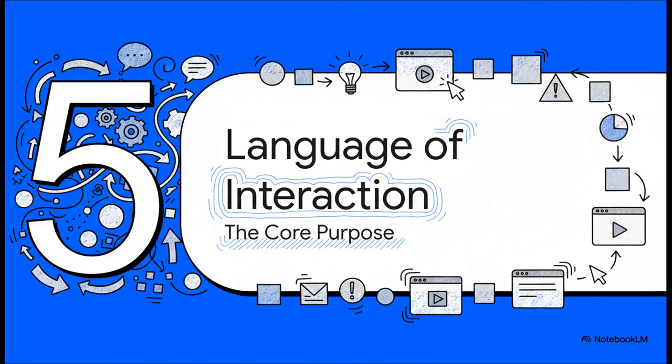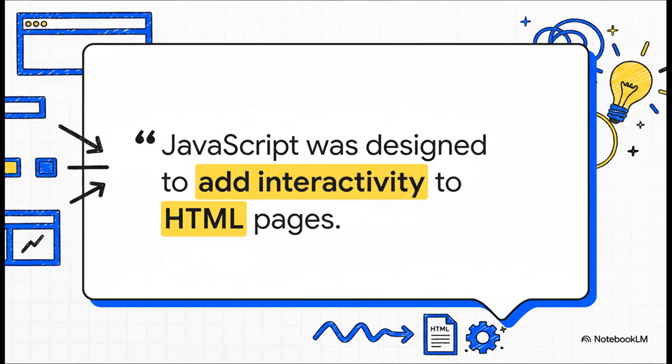And that brings us to our final big idea, our main takeaway. Section 5, the language of interaction. This is really the true identity of JavaScript. So if you remember just one thing from all this, let it be this quote right here. JavaScript was designed to add interactivity to HTML pages. It wasn't an afterthought. It wasn't a nice to have. It is its fundamental purpose. It is the language that builds the bridge between a static document and a living, breathing, interactive application.